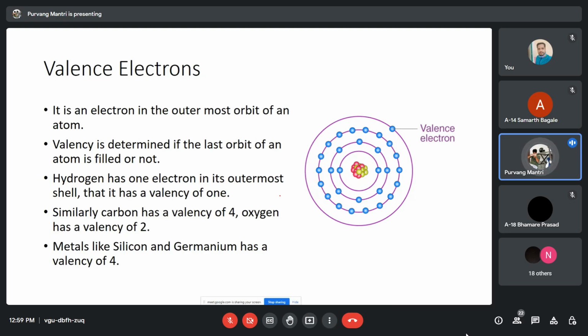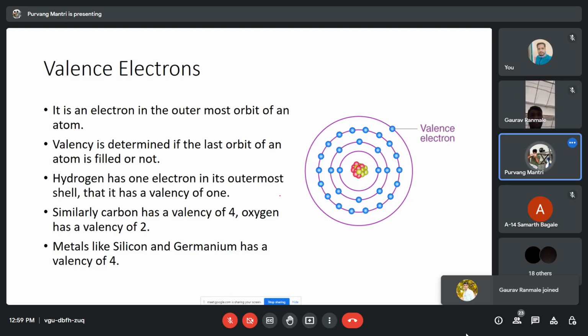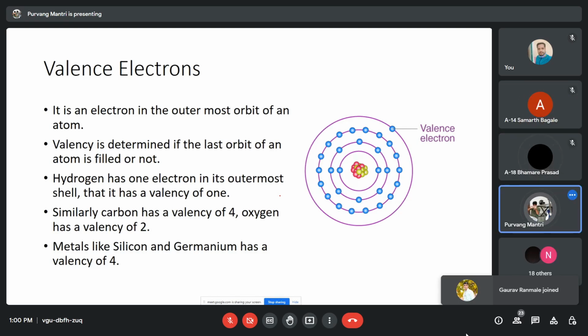Valence electrons can be determined based on how many electrons are in the outermost orbit. Hydrogen has only one orbit, and in its first orbit there is only one electron. But to fill that orbit, in total, it requires two electrons. So its first and last orbit is incomplete, and that's why it has a valency of 1, because it lacks one electron. Similarly, carbon has a valency of 4, oxygen has a valency of 2.